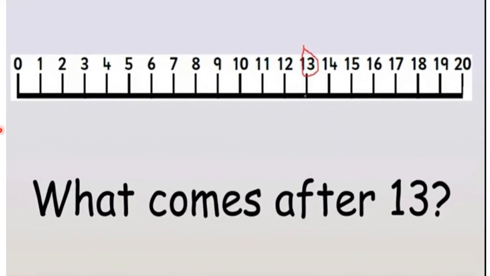Here is a number strip, children, a number line. In this, what comes after 13? Here are the numbers 0 to 20. Where is the number 13? Yes, it's here. And what question have they asked? What comes after 13? Here is 13. I circled it. And after this, what number will come? Yes, 14. 14 will come.